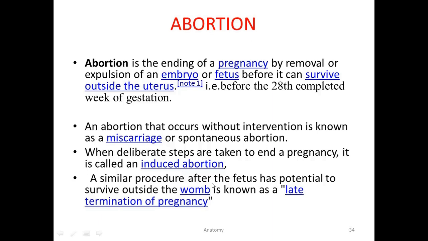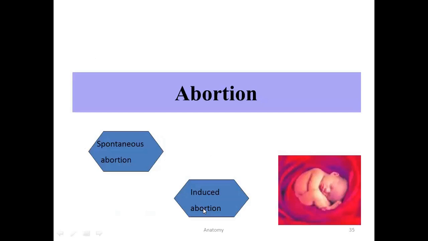A similar procedure after the fetus has the potential to survive outside the womb is known as late termination of pregnancy. This is a very late stage. If delivery occurs by the time the fetus is able to survive with some supporting system outside the uterus, even at that time, for a medical reason, we can terminate pregnancy, but it carries more risk for the mother. This is referred to as late termination of pregnancy. Usually they are risky. So what we are seeing, abortion is termination of pregnancy. It may be spontaneous, meaning sudden in the early phase, or induced, planned abortion.